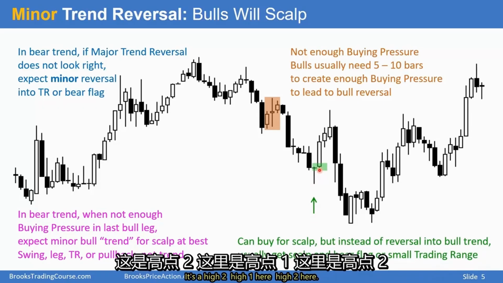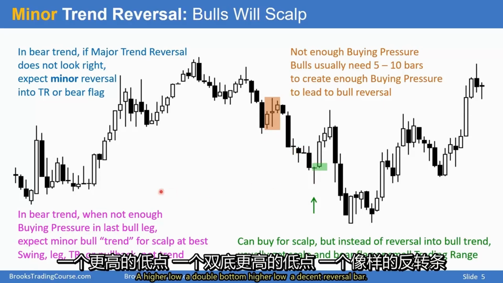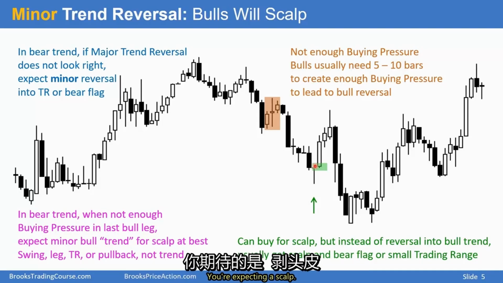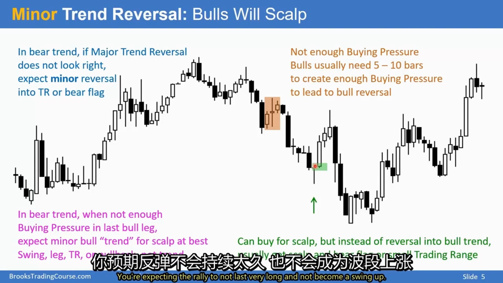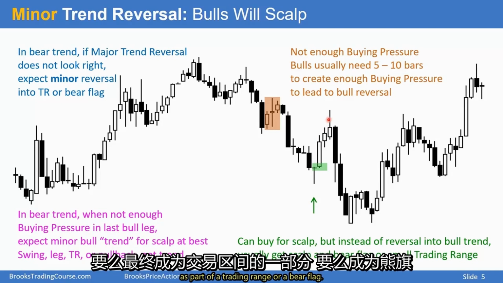You can buy this. It's a high 2, high 1 here, high 2 here. Wedge, 1, 2, 3. A higher low, a double bottom higher low, a decent reversal bar. However, you're buying this expecting a minor reversal. You're expecting a scalp. You're expecting the rally to not last very long and not become a swing up. You're only looking for a pullback that is either going to end up as a part of a trading range or a bear flag.